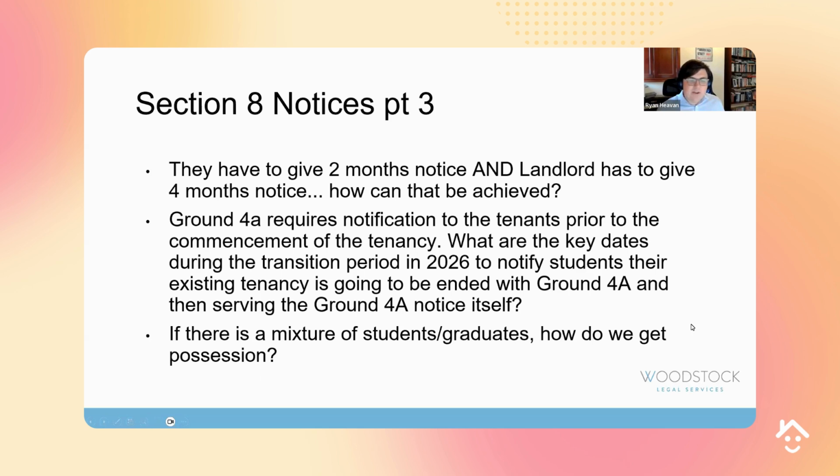If there is a mixture of students and graduates, how do we get possession? Now, again, this relates to one of those preconditions of Ground 4A. Ground 4A says it only applies to student households. If you have a mixture, you simply can't use Ground 4A. That's the answer to this question: you cannot mix it like that. If you have graduates, then you are creating an assured tenancy which can run unless one of the other possession grounds apply or unless those tenants give notice. Don't mix.